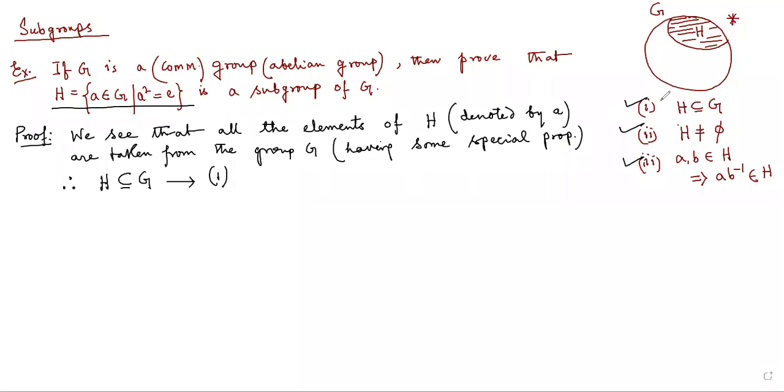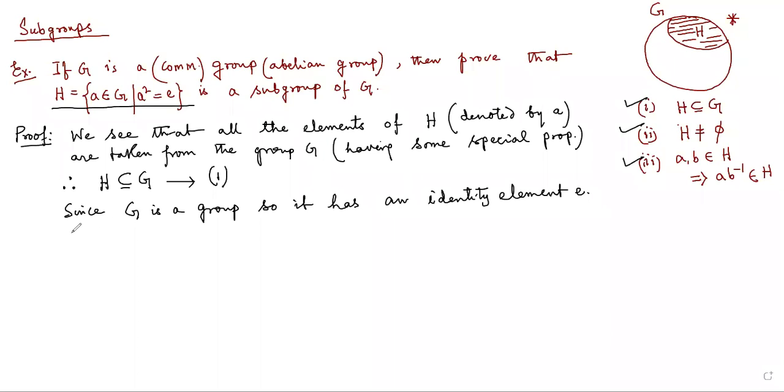Next we are going to check whether this set is non-empty or not. So for this, I'm writing it in this manner. Since capital G is a group, it has an identity element, that we denote by small e, say.